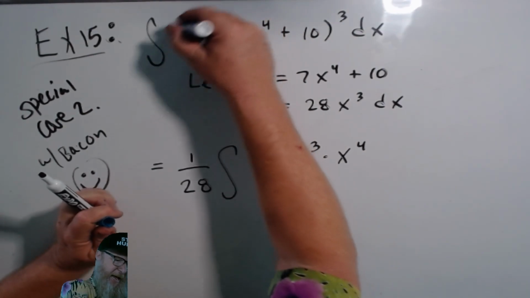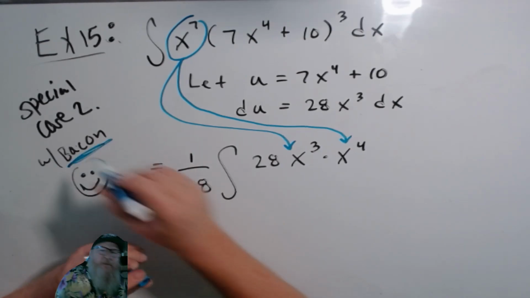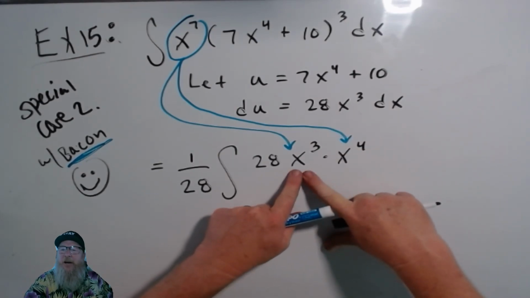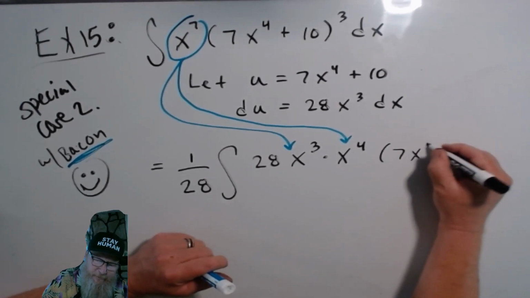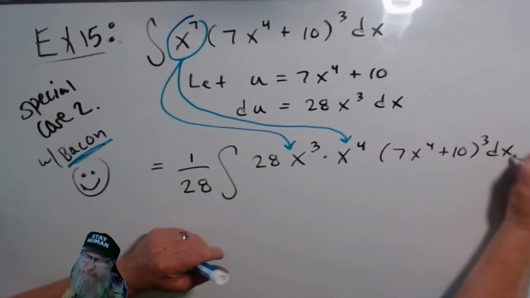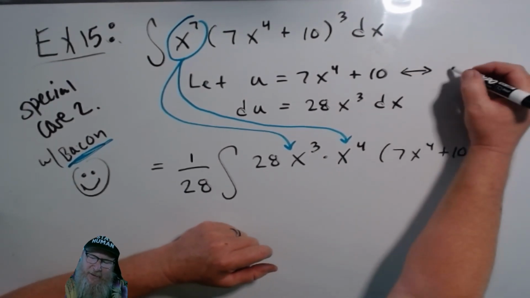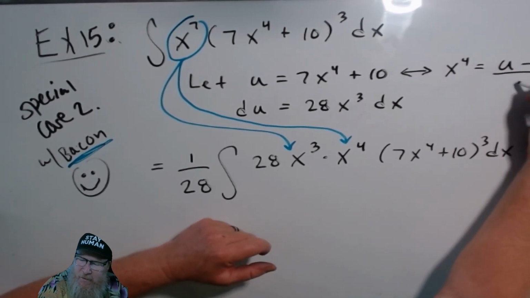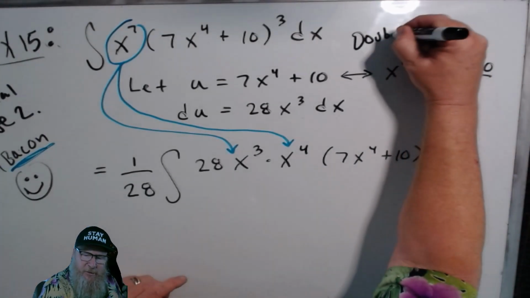which we could break up. This is the bacon, double switch with bacon, right? And you got to see that. You have the x cubed, and then you have an x to the 4th, right? Now watch this. Here's the double switch. X to the 4th is u minus 10 over 7. That's the double switch.